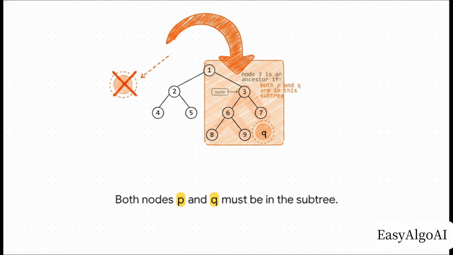If they are both anywhere inside that specific zone, node 3 is their ancestor. But if either P or Q is sitting completely outside of this subtree, let's say hanging out over in the left branch under node 2, then node 3 is not an ancestor to both. It really is a strict spatial boundary.